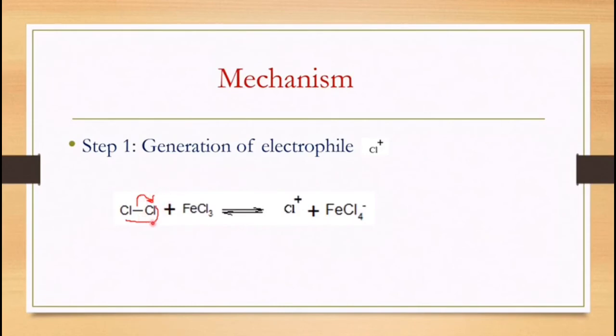This Cl minus will react with this FeCl3. It will form FeCl4 minus. So this Cl plus is the electrophile during chlorination of benzene.